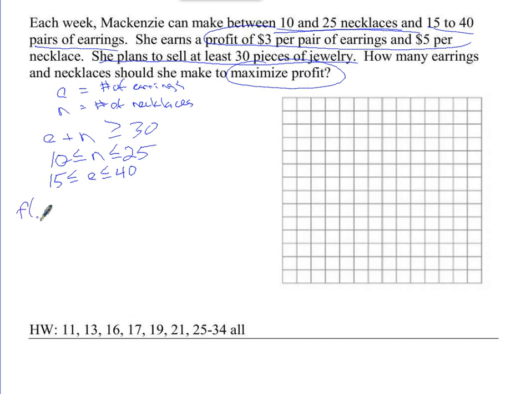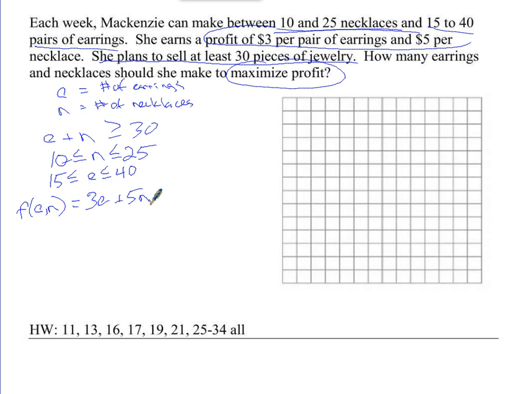F of, we want to write these in alphabetical order. So E comma N equals $3E, $3 per pair of earrings, and plus $5 per necklace, so 5N. And that uses all of the information.